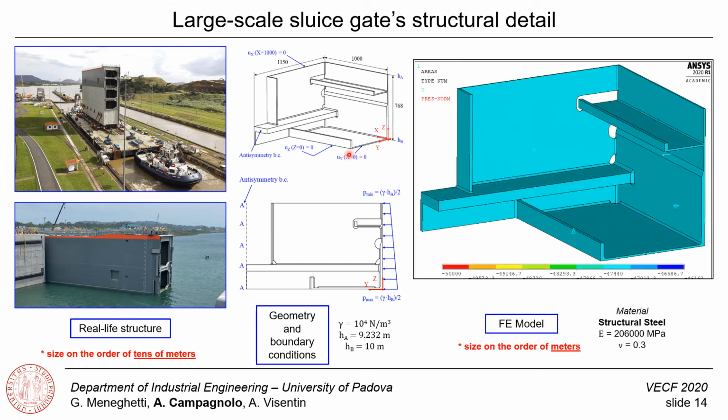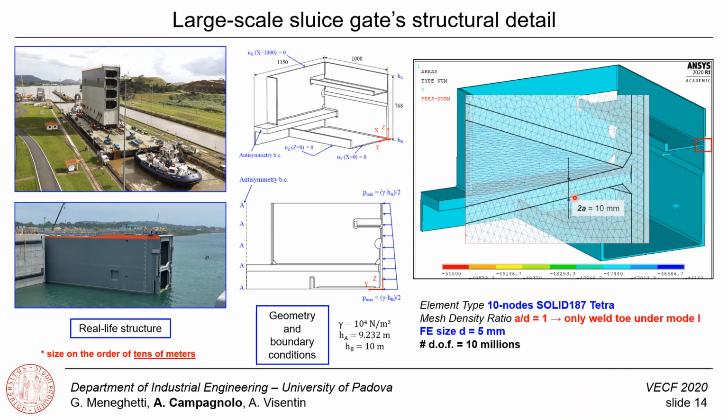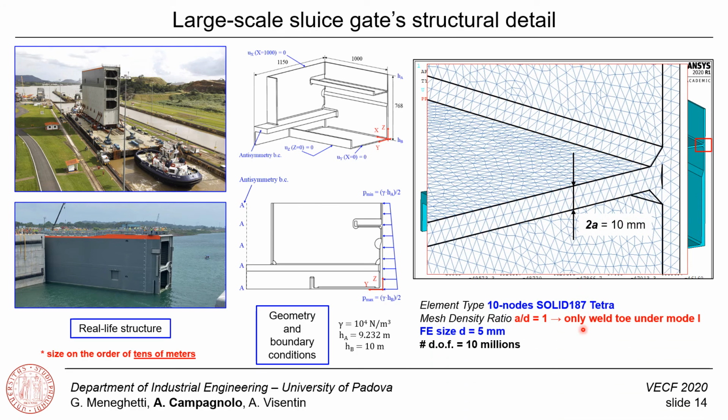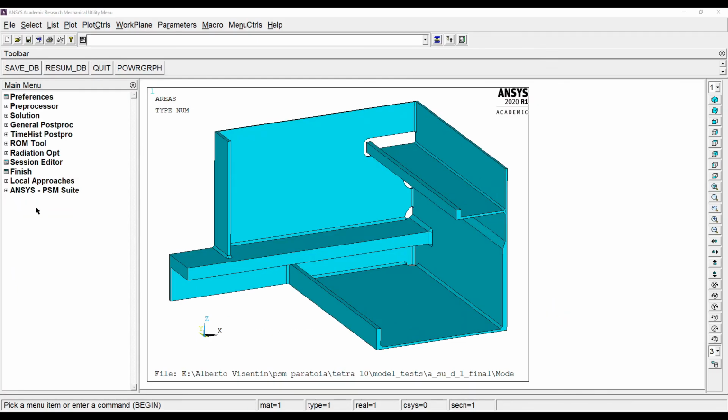The model was simulated within ANSYS by using 10-node tetra elements and by adopting a mesh with element size equal to 5 millimeters. The 3D FE model has been solved by taking advantage of ANSYS HPC, using 10 cores, the global number of degrees of freedom being equal to 10 million. An ANSYS peak stress method full automatic analysis was finally launched on the model reported here.